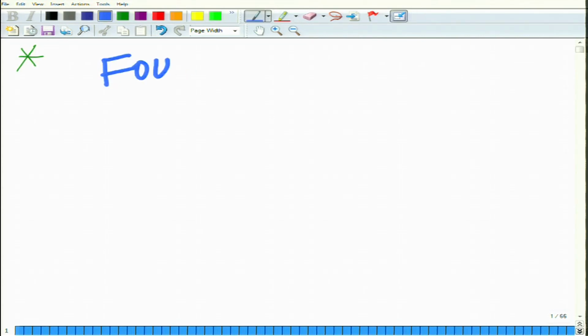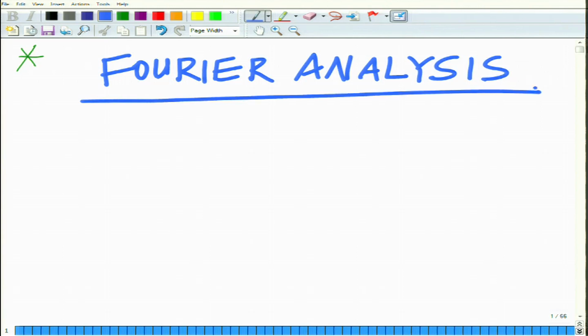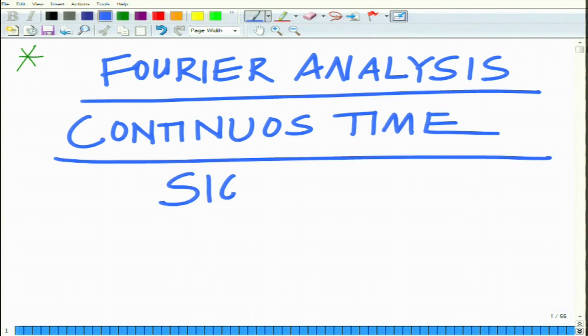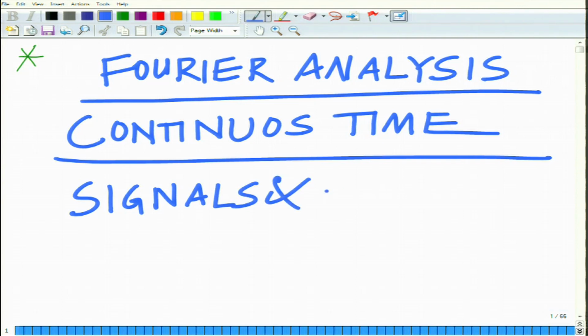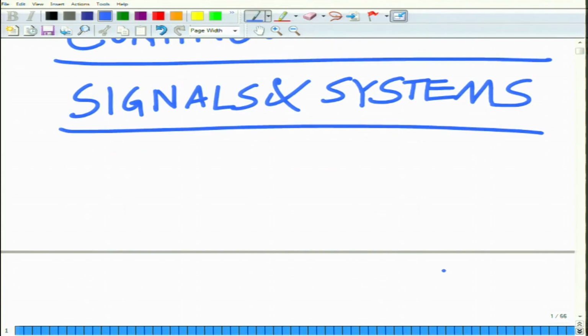So, starting this module, what we want to look at is a new transform: the Fourier analysis, the Fourier transform, first for continuous time signals and systems. Okay. And remember, this is basically a transform.